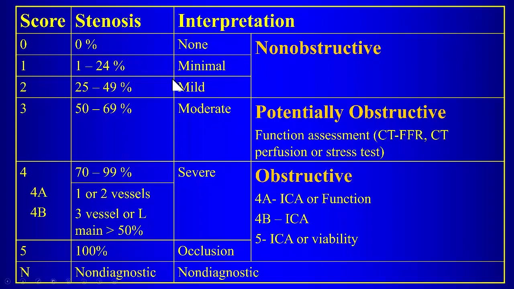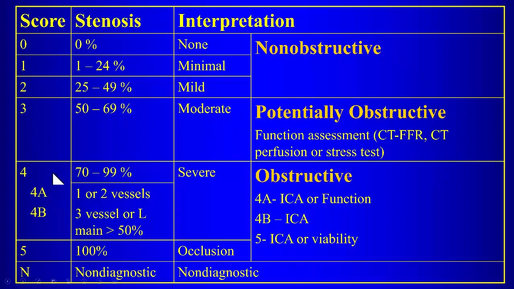In terms of the management, if the grade of the stenosis is mild or less, up to 49%, that is considered non-obstructive disease. So these patients usually do not require any further imaging workup, okay? If you have a stenosis in this range, between 30 and 69, considered moderate, this is potentially obstructive. So this will require further evaluation. We can do studies looking for ischemia, functional assessment, okay, here.